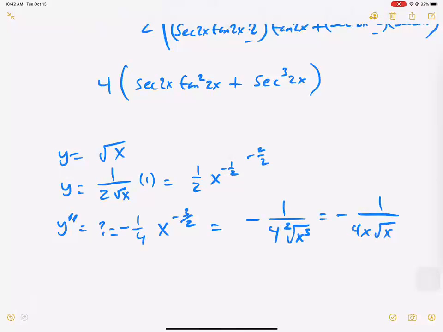Okay, any questions? Feeling okay about this? The problem with higher derivatives is just you have to know your rules really well.